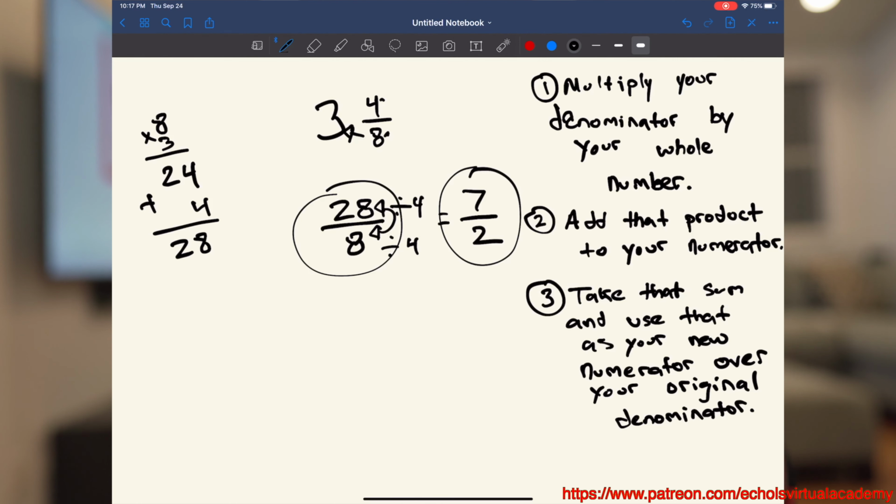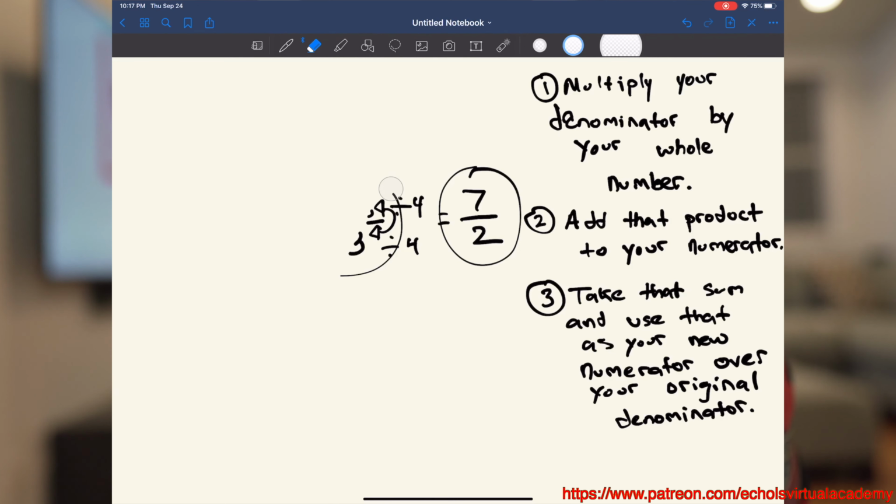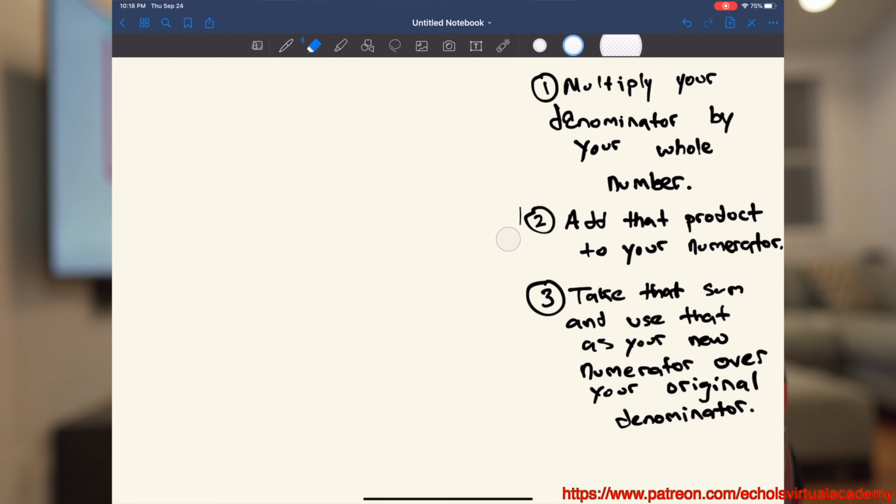So now that we know the rules, let's try one more, just to get it with our directions right here intact. So say we have 7 7/8. Let's follow our rules. Multiply your denominator by your whole number. 8 times 7 is going to give you 56. And then you have to add your 56 to your numerator.